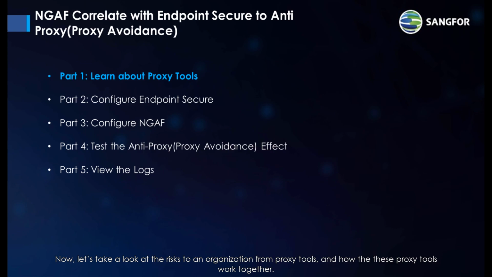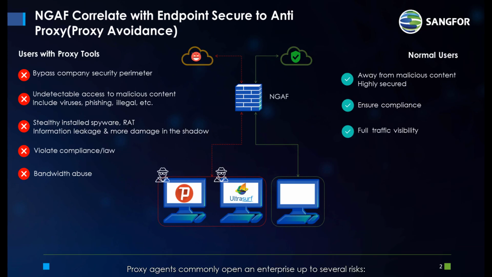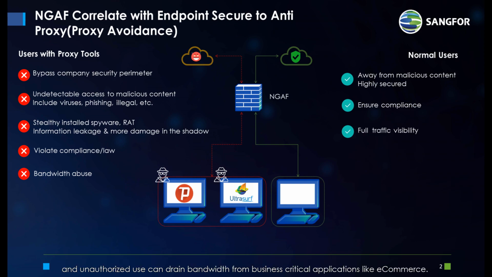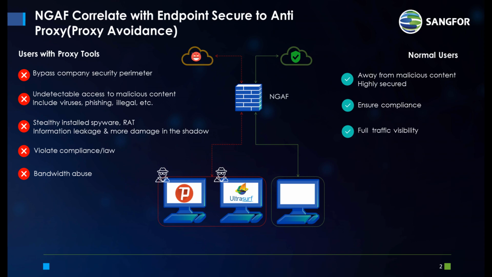Now let's take a look at the risks to an organization from proxy tools and how these tools work together. Proxy agents commonly open an enterprise up to several risks. They allow users to bypass the network security perimeter undetected. Proxies allow malicious content like viruses, phishing, ransomware, spyware, and crypto miners undetected access to the internal network, leading to data theft. Proxies enable bandwidth abuse and corporate compliance violations. Internet bandwidth is expensive, and unauthorized use can drain bandwidth from business-critical applications like e-commerce.